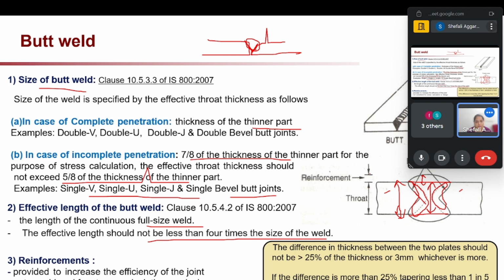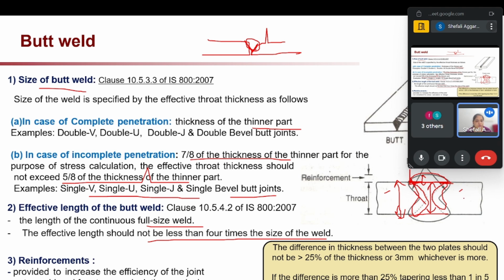Why is this extra part provided, why are we not providing our welding only till the thickness? This extra part will increase the efficiency of our joint, because it creates an extra area which is joined, and which will increase the compatibility of our welding. But this extra reinforcement part we are not considering for the calculation of our stresses.